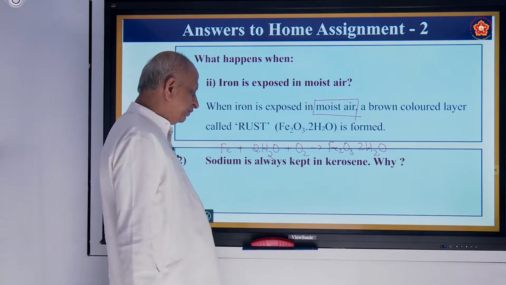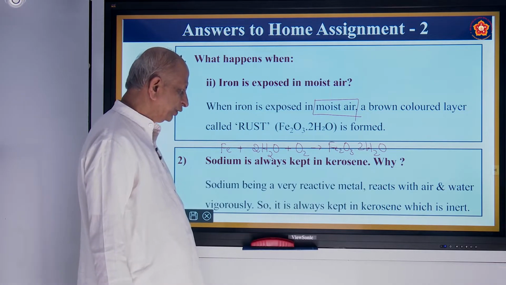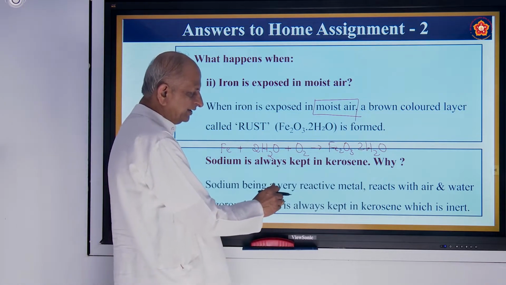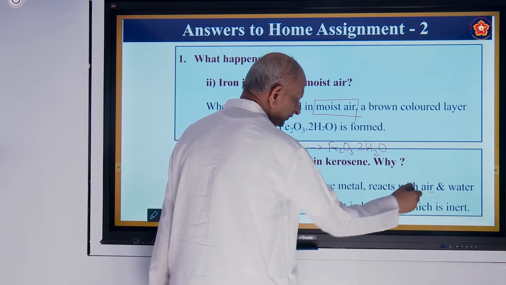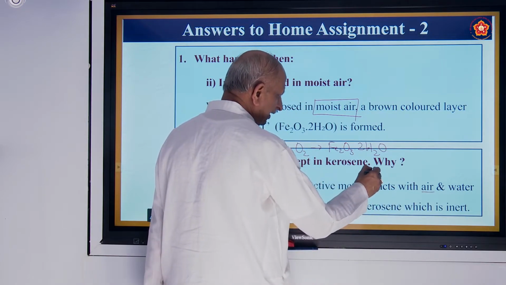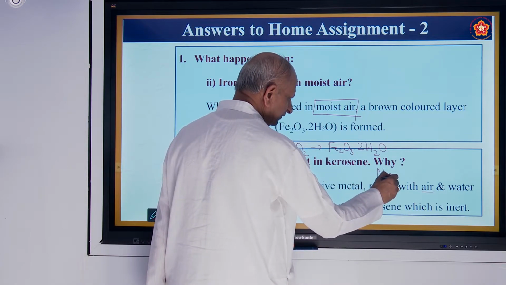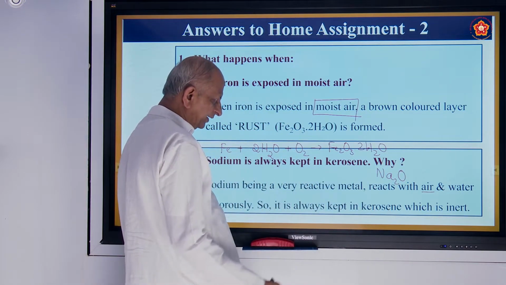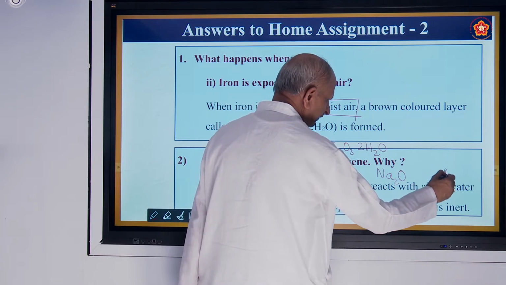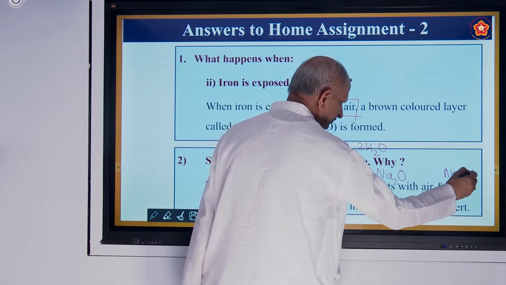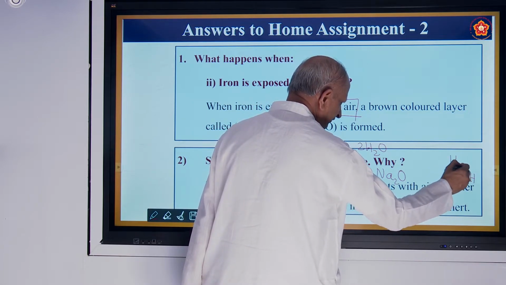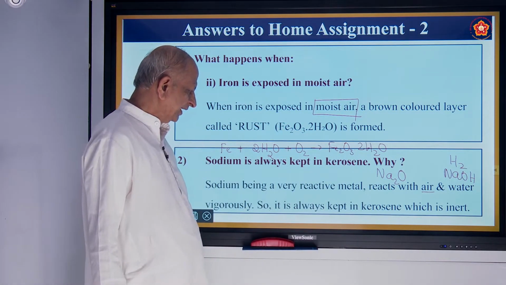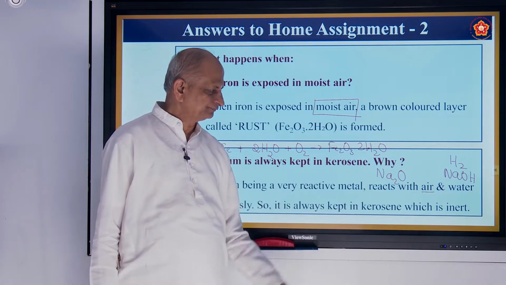Here is another interesting question. Sodium is always kept in kerosene. Why? Sodium is a very reactive metal, it reacts with air also. And what happens if it reacts with air? It forms sodium oxide. It reacts with water also. It forms sodium hydroxide and hydrogen gas. It reacts vigorously with water, and that is why it is always kept in kerosene.